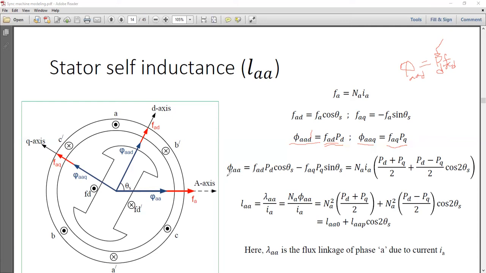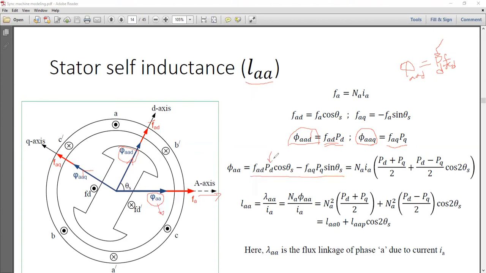Then our next step is to calculate the components of these fluxes. You see the direction: phi AAD is along the D axis and phi AAQ is along the Q axis. But we need phi AA to calculate LAA. So we bring back the components: we calculate the component of phi AAQ along the A axis and the component of phi AAD along the A axis, and then we add them up. Vector addition of these two components will give us phi AA. So this is what we are doing.